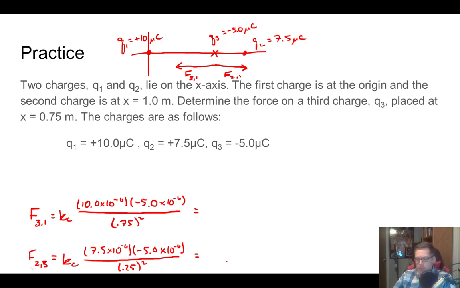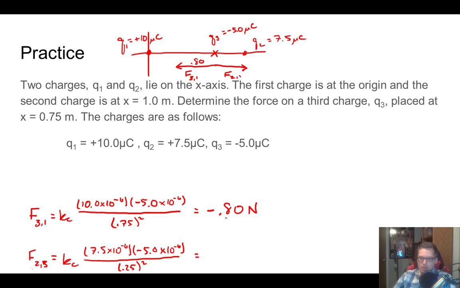All right, so our Kc value would be 8.99 e to the 9th times 10 e to the negative 6th times negative 5 e to the negative 6th divided by 0.75 squared. Rounded to 2 sig figs, we get negative 0.80 newtons. Again, the negative sign means that it's attractive. So that means F31 is 0.80 pulling that way, the same arrow that we predicted.